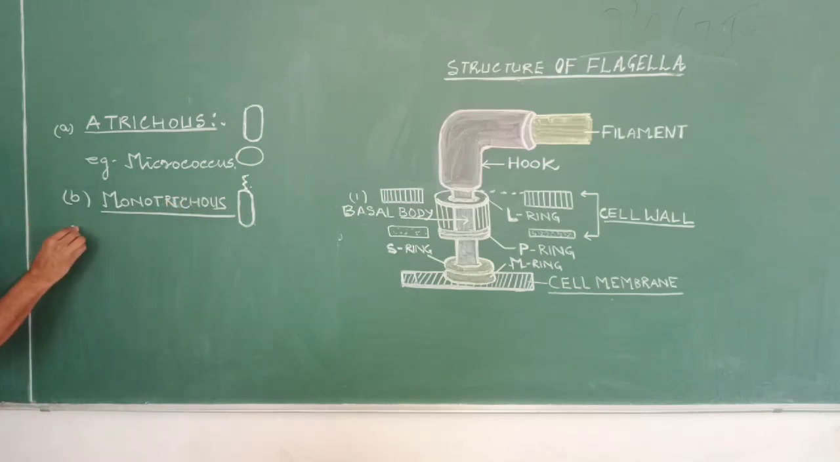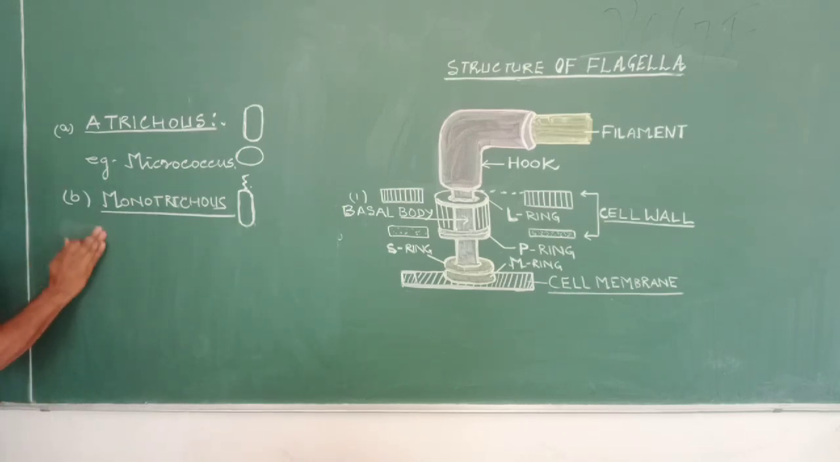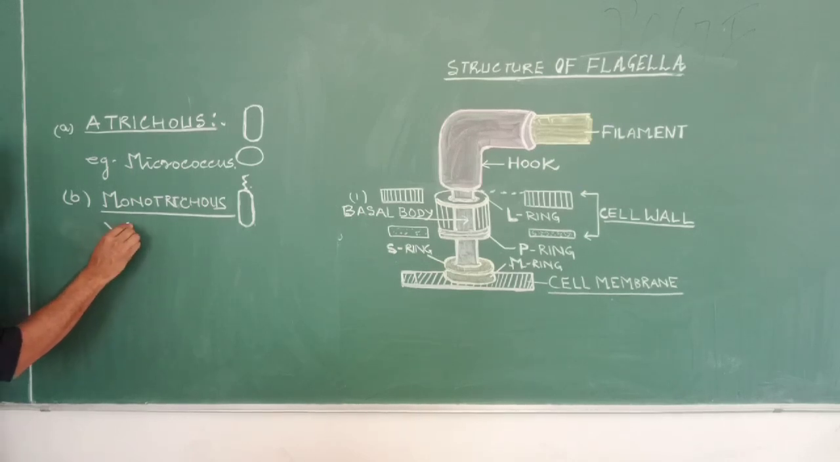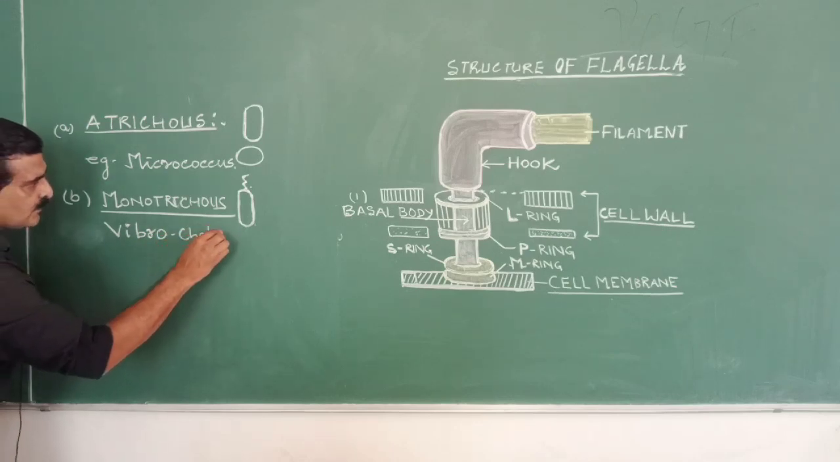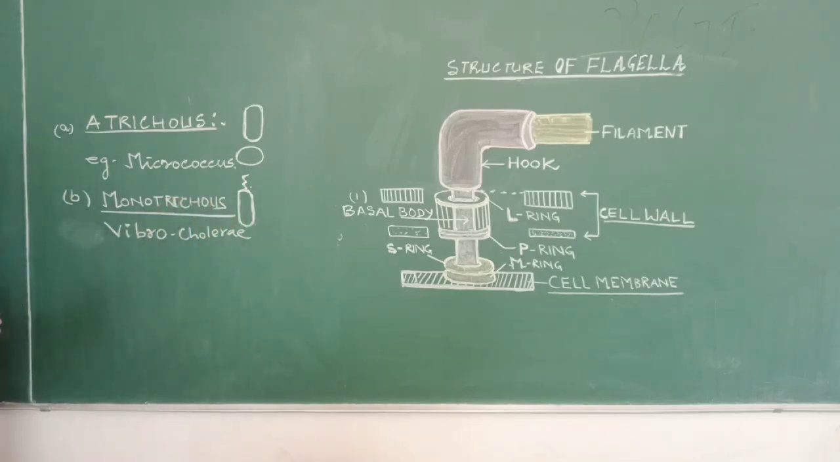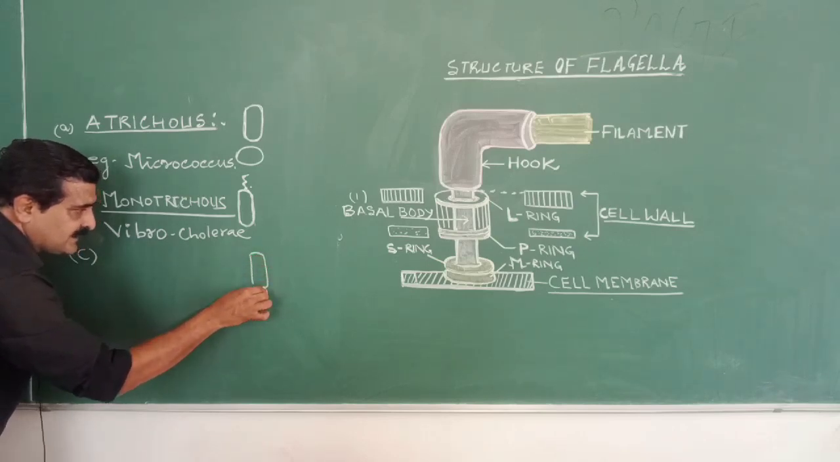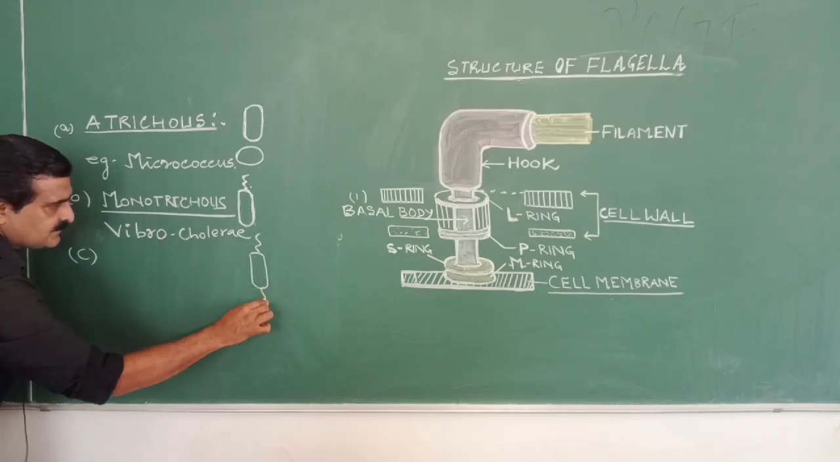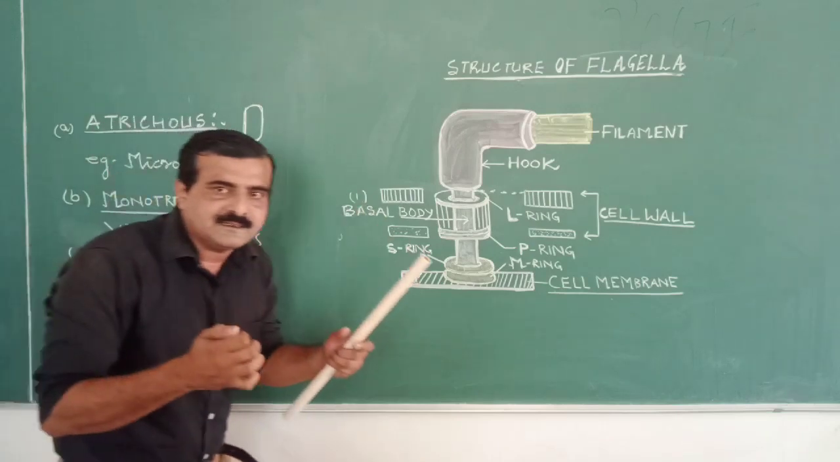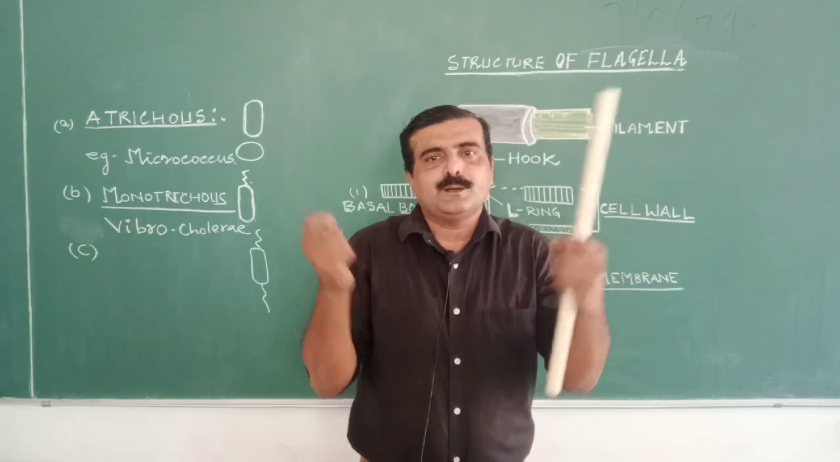Now then, C type. Now this is the bacteria. A very common example is the comma shaped bacteria, Vibrio cholerae, which causes the cholera disease. Now the third one is this bacteria, here one flagellum is present and here one flagellum is present, meaning both ends bear a single flagellum, meaning flagella is present on both ends of the bacteria.